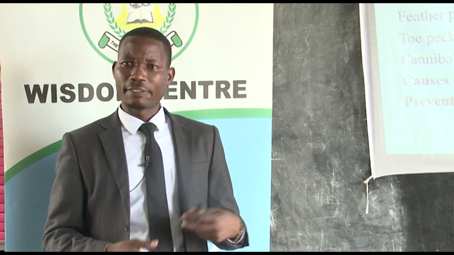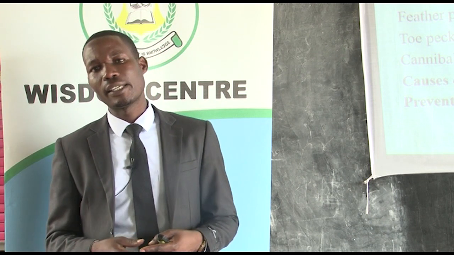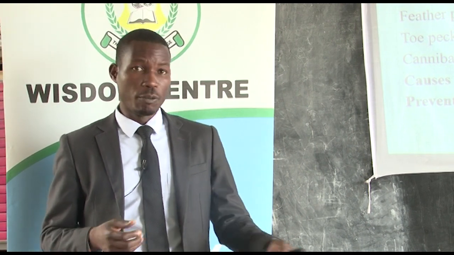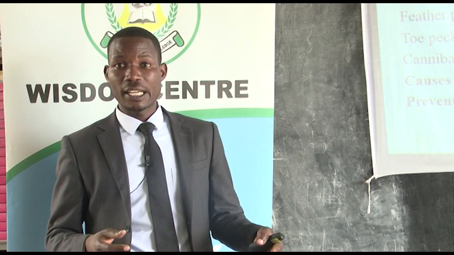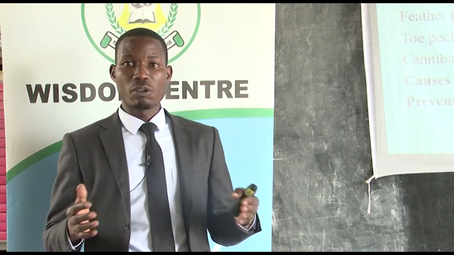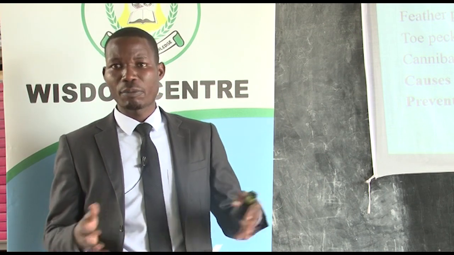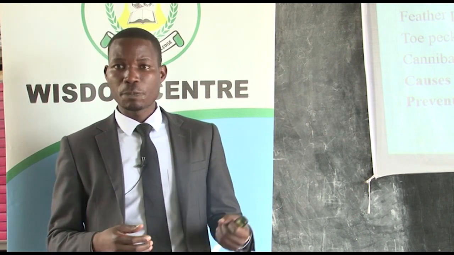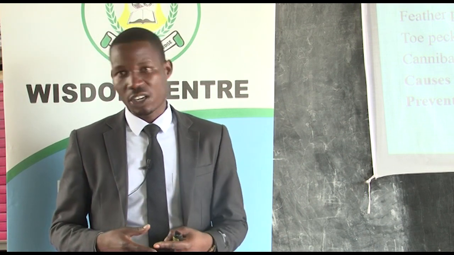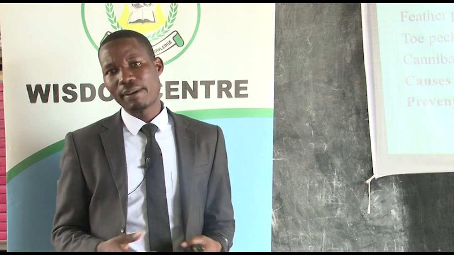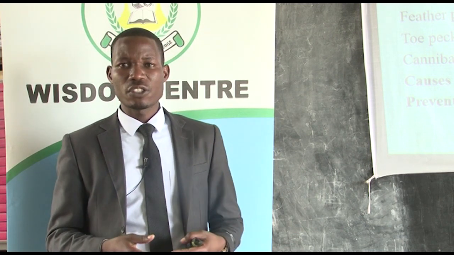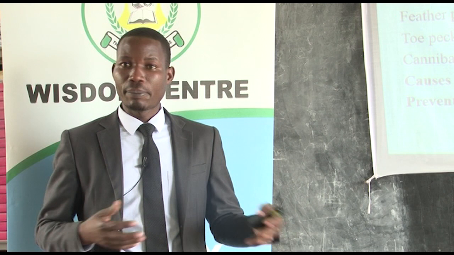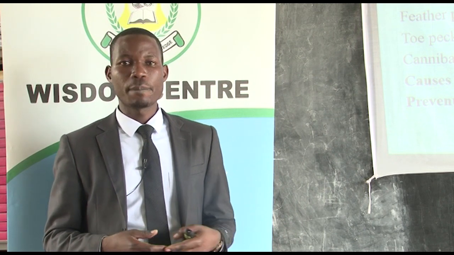Another thing, feather pecking and toe pecking can be caused majorly by strong light in the room. You find they are moving and stepping on each other. So we should look at minimum or medium light, not too much. Strong light in the poultry house can lead to feather pecking and toe pecking. Also, overcrowding in birds is not good. When you put many birds in a small house, a small coop, they will easily end up stepping on each other and pecking, causing cannibalism, which is not good.